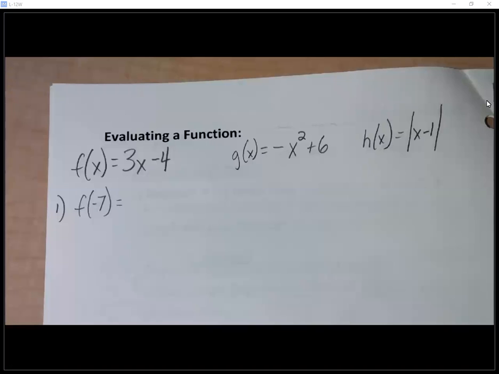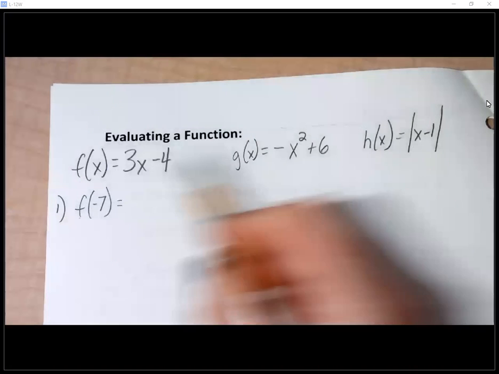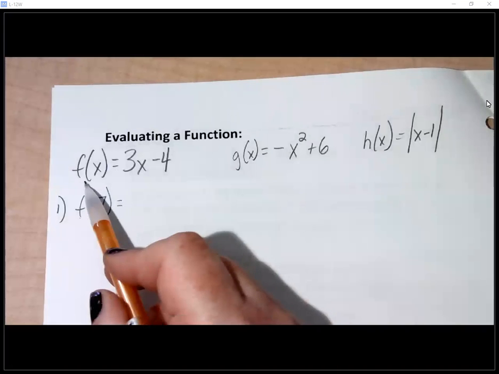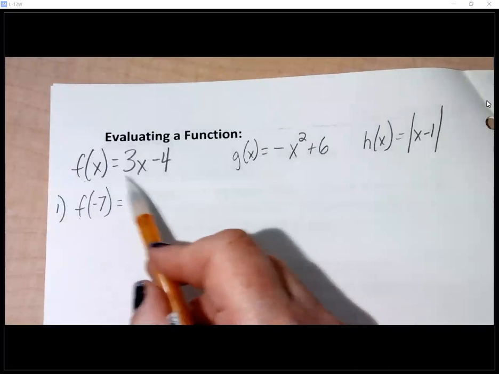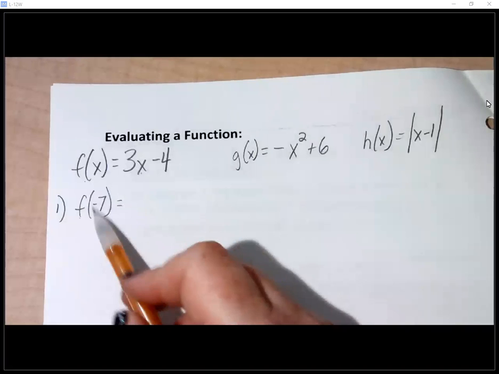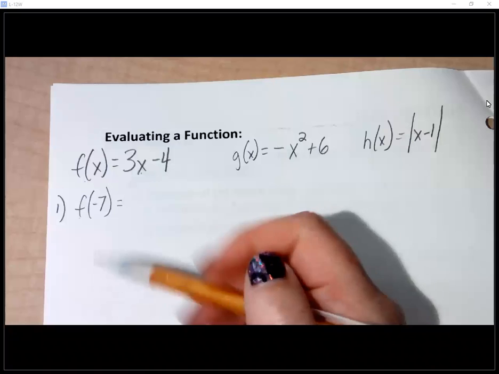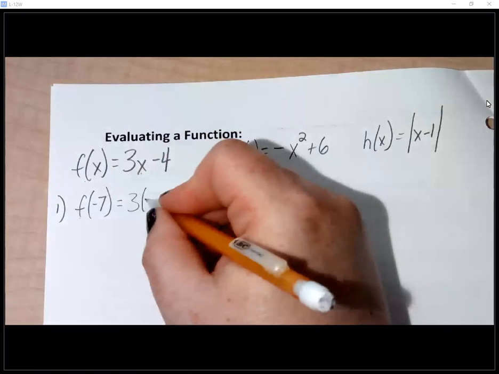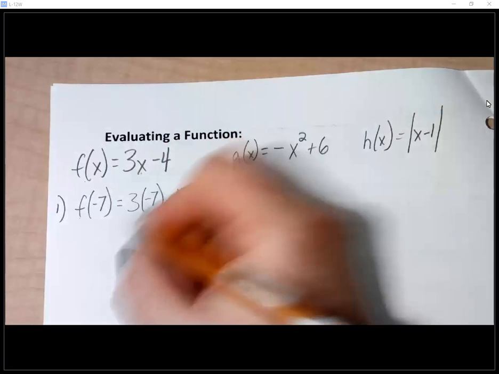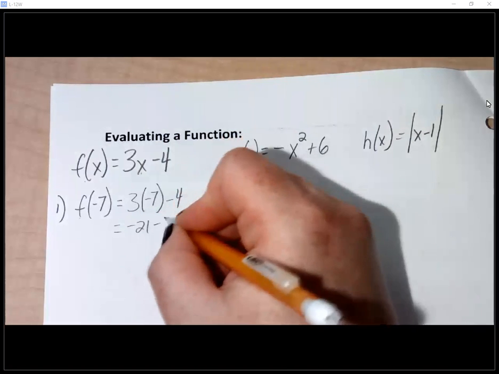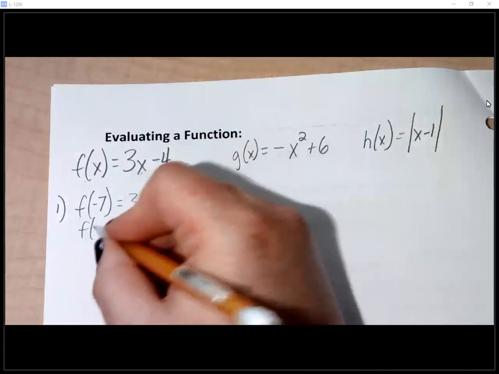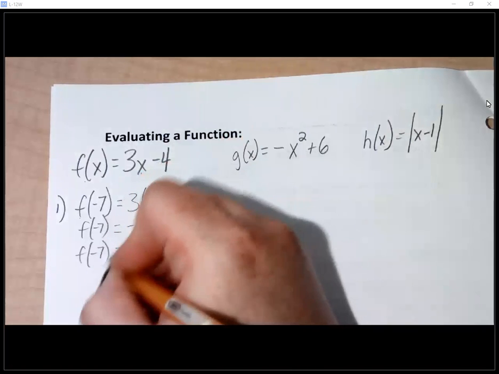I'll take an answer if anybody thinks they have it. Go ahead, Katie. I agree. So where in the world is negative 25 coming from? Right here. F tells you which of the 3 functions you're using. So in this case, I'm just using the f function. And I just want to replace the variable, in this case, x, with whatever is inside the parentheses. So instead of writing an x, I'm going to write in a negative 7. So I have 3 times a negative 7 minus 4. If you evaluate that, you get negative 21 minus 4. So yes, f of negative 7 is in fact negative 25.